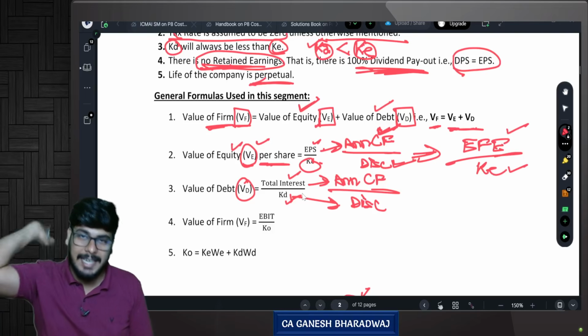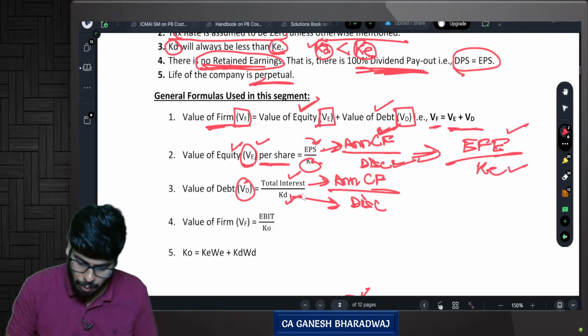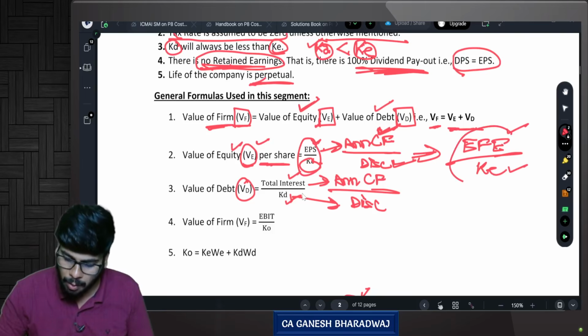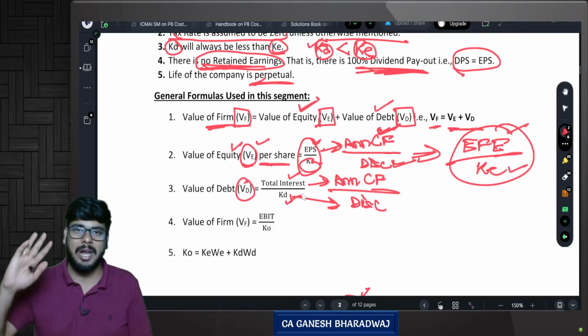Divided by KE. You get the entire value of equity. Are you clear with this? If you want to use this formula per share, you can use it. If you want to get the total value of equity, you can directly use this formula. Are you clear with this?